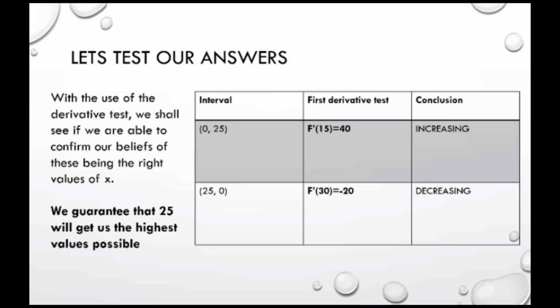And if we go to the second interval, which is 25 onward, we are going to choose 30. That will give us minus 20. And it will say that our function will end decreasing. In one moment, I'm going to show how the graph is going to be.